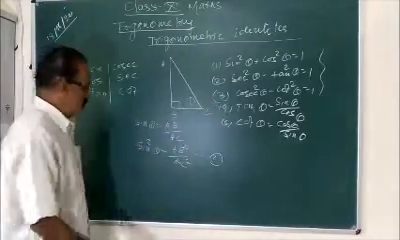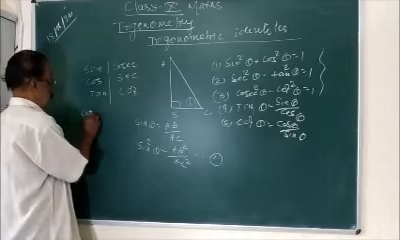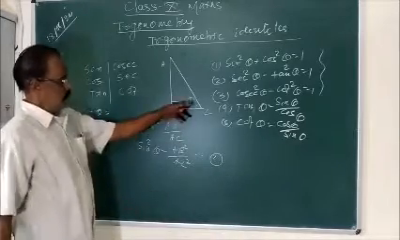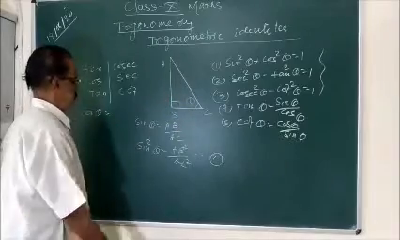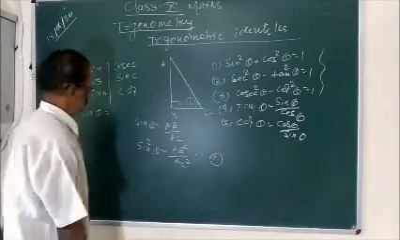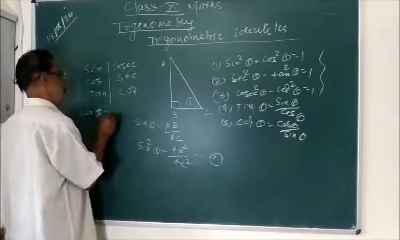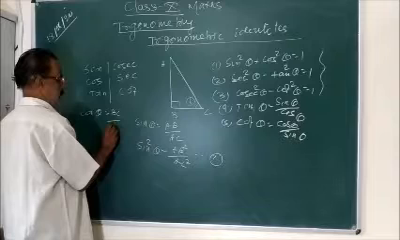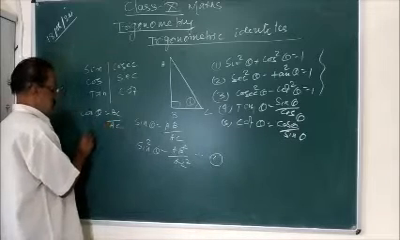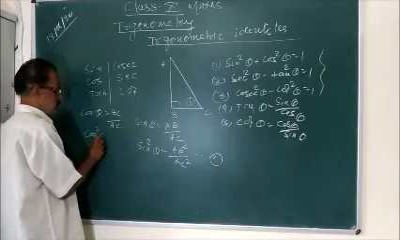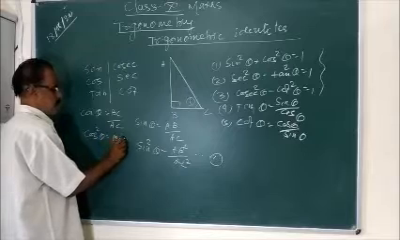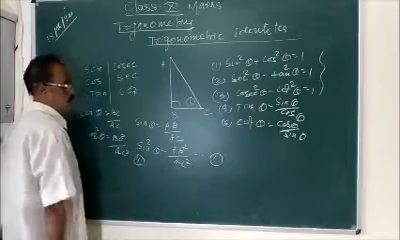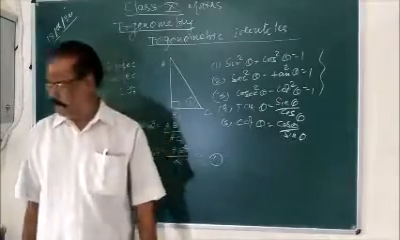Now you find cos theta. Cos theta is equal to B by H. You must have studied in exercise 8.1. So B is here, BC by AC. Squaring both sides, you will get BC square upon AC square. And now this is number 2.